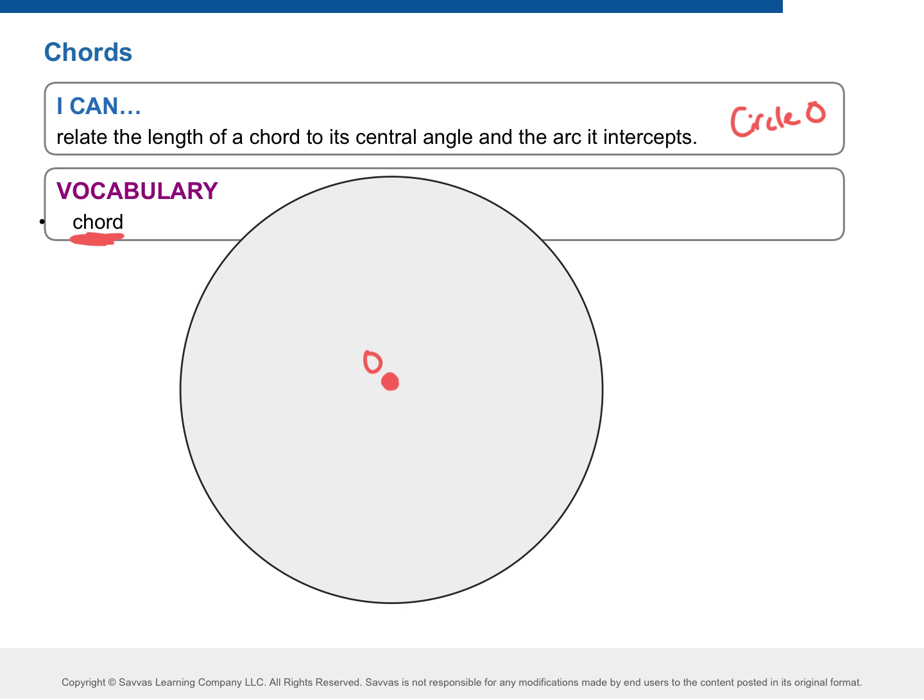So today we're going to be talking about a chord. Go ahead and draw this line for me, and then give it endpoints. Name them P and Q. That line right there is called a chord.